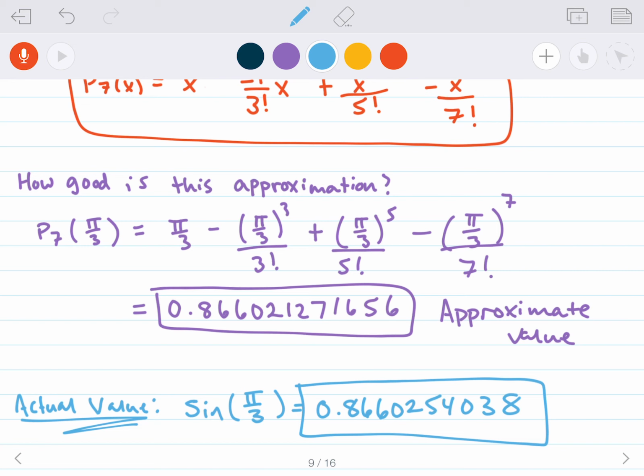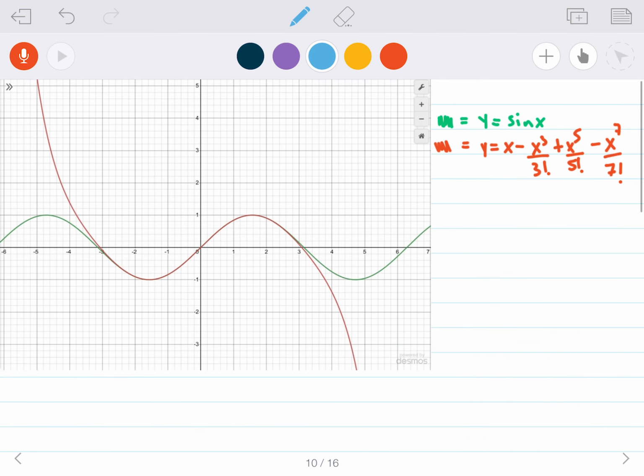All right. And the point is, we used a degree 7 polynomial, which is much better than the lower degrees that we were using for cosine. So we're getting a much better approximation, and pi over 3 is pretty far out from x equals 0. So cool stuff, you guys.